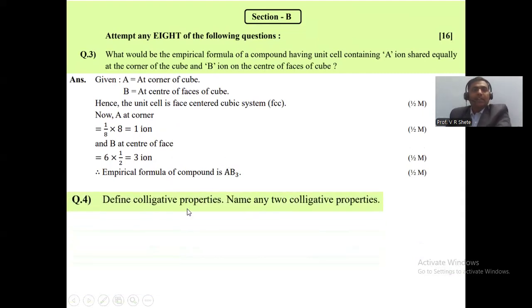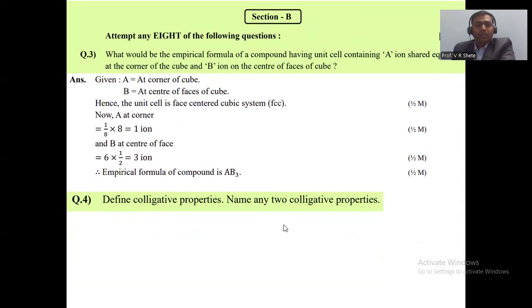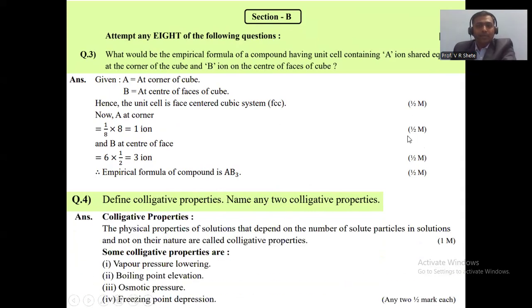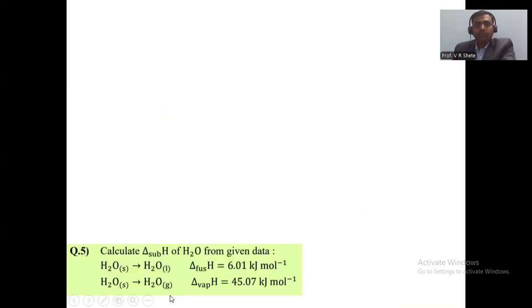Next question, define colligative properties and name any two colligative properties. What is a colligative property? The property which depends upon the number of solute particles present in the given solution. So physical properties of a solution that depend upon the number of solute particles, not on the nature of the substance. There are four colligative properties we have studied in this topic. First, vapor pressure lowering, boiling point elevation, osmotic pressure, and the fourth one, depression of freezing point.